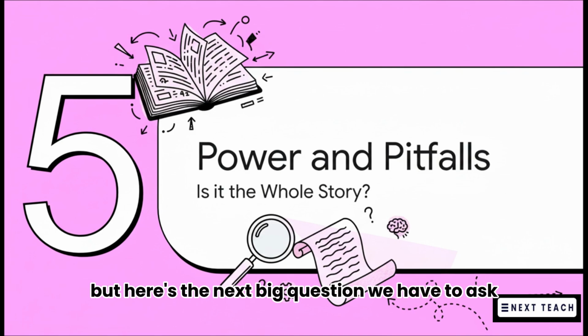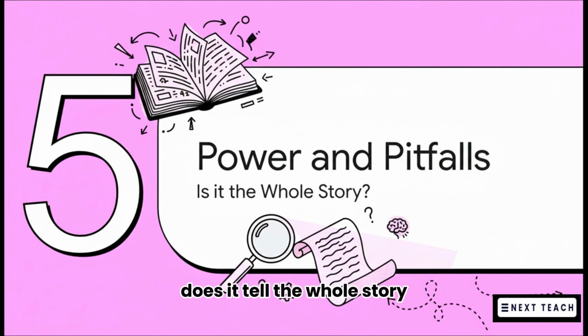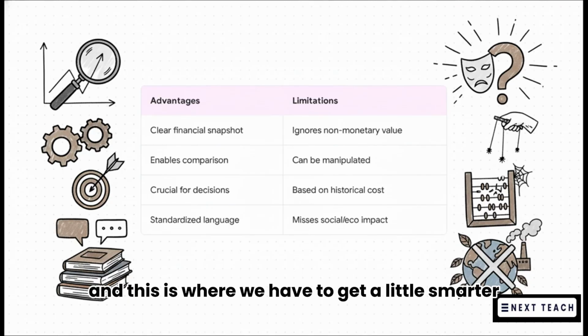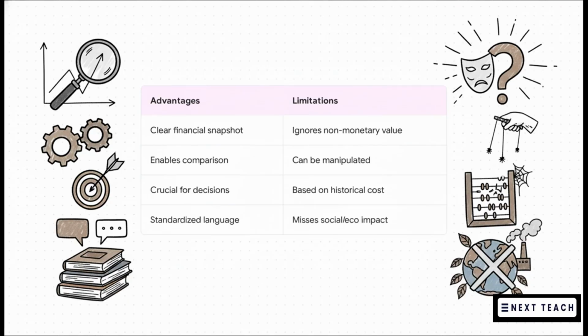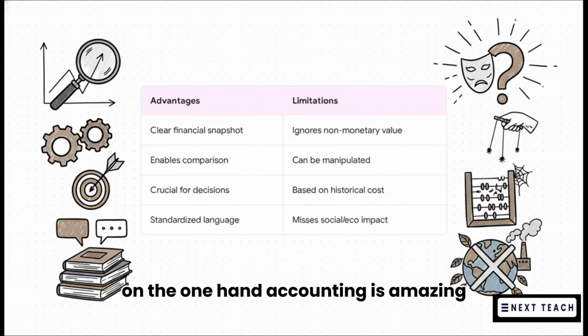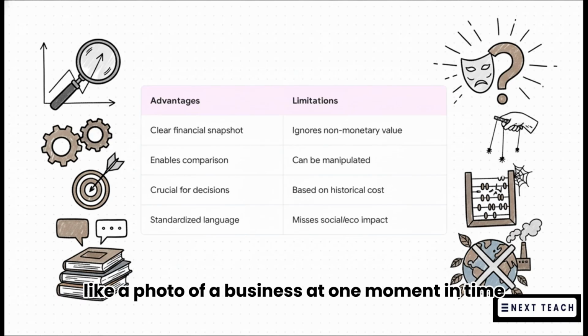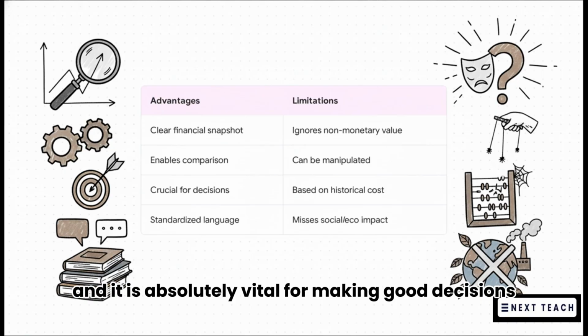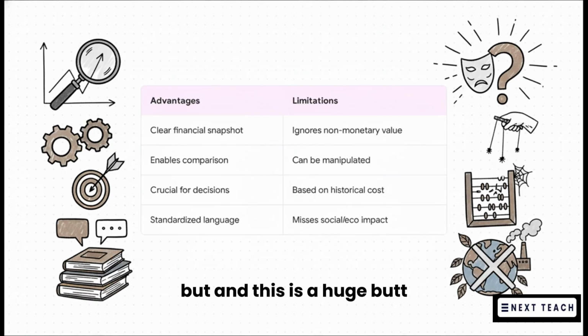Okay, so we've established that accounting is this incredibly powerful, essential language for business and finance. But here's the next big question we have to ask. Does it tell the whole story? And this is where we have to get a little smarter as readers of these number stories. Let's really break this down. On the one hand, accounting is amazing. It gives you a clear financial snapshot, like a photo of a business at one moment in time. It uses a standard language so we can compare Apple to Google, and it is absolutely vital for making good decisions.